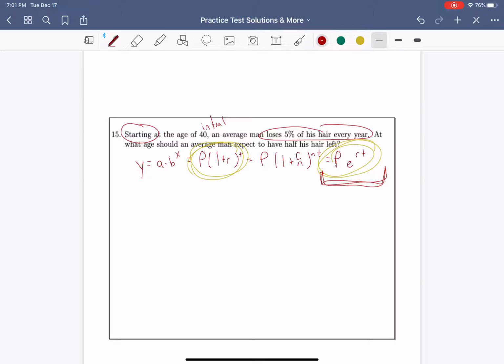An average man loses 5% of his hair. At what age should he expect to have half his hair left? So this one's kind of weird. We're not really too sure what the initial value is. We know how old the man is, but not the value. So we could treat it like P is 1, or P could be 100 for percent. We're not really too sure, and honestly, once we get to the second point, it really doesn't matter. So let's just say P is 1.